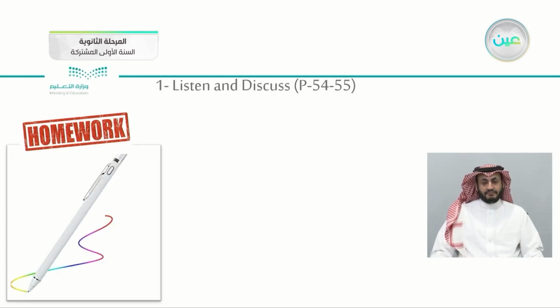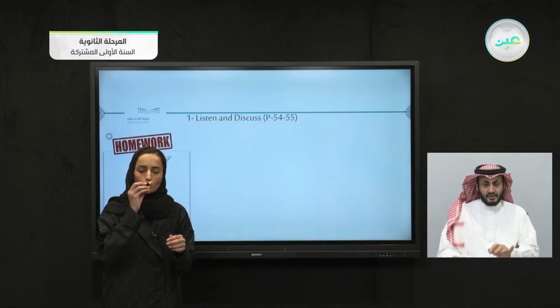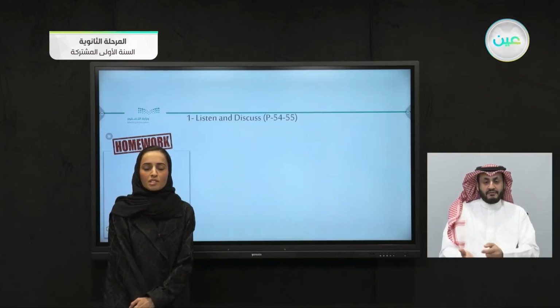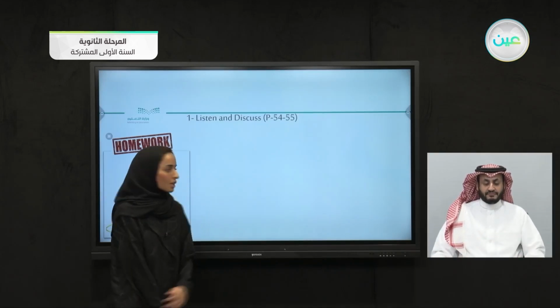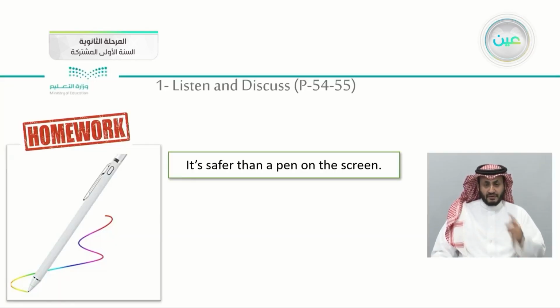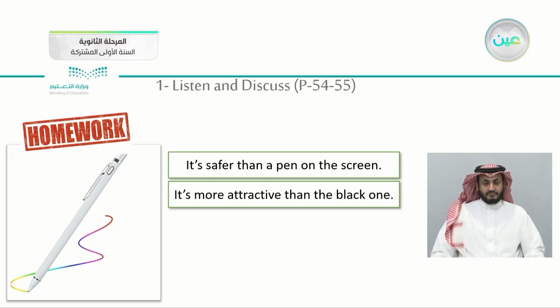For me, I have chosen to speak about this touchscreen pen. It's a pen that writes on a touch screen, whether it is a phone, this board, or my computer. So I have bought this one because it is safer than a pen on the screen. If I write with this or with a regular pen, this one is safer on the screen. Also, it is more attractive than the black one. I have chosen a white one because I like white more than I like black.